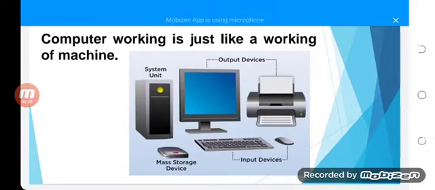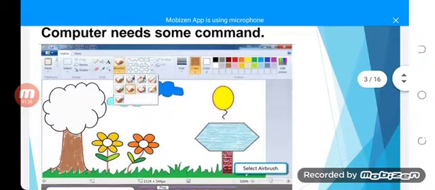Here in this picture, our system unit is shown in front of you, that is our CPU, then input devices, keyboard, and output devices, printer and monitor. So the working of a computer depends on these basic units: system unit, monitor, and keyboard. A computer needs some instruction or command to process the information, and then after processing, the final product is shown on the monitor screen.